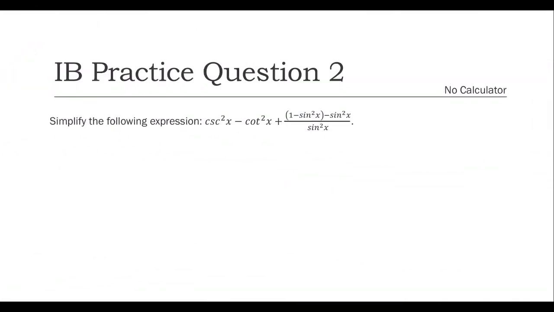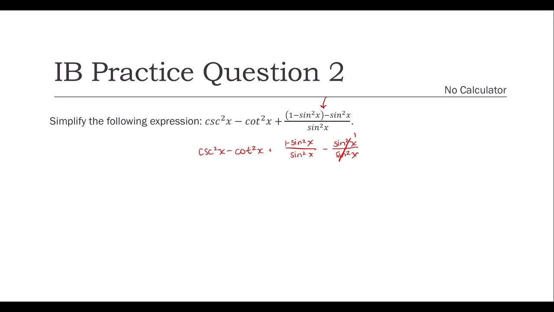Now we have our second IB practice question. It says simplify the following expression. Cosecant squared x minus cotangent squared x plus 1 minus sine squared x minus sine squared x over sine squared x. So let's start by splitting up our fraction here. So we have cosecant squared x minus cotangent squared x plus 1 minus sine squared x over sine squared x minus sine squared x over sine squared x. So this here is going to turn into 1.